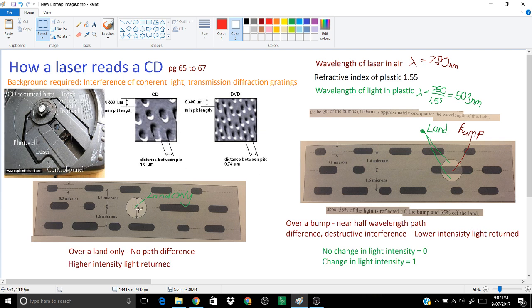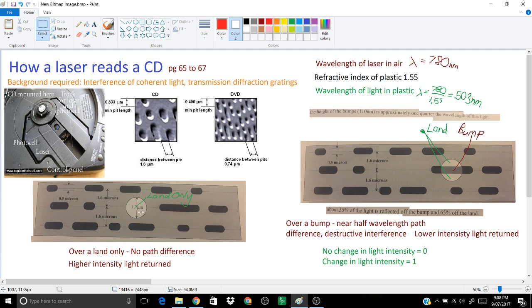So here, when it's just over the land, you get high intensity light. When it's over a bump, you get destructive interference. It's not completely dark because the numbers aren't perfect, but you get a lower light intensity. That's what's important. Now, how does that affect it? As the laser beam goes over sections, there's a timer, and it asks, has there been a change in light intensity? Is the light intensity consistent with what was before? If that's the case, it returns a zero in your digital information.